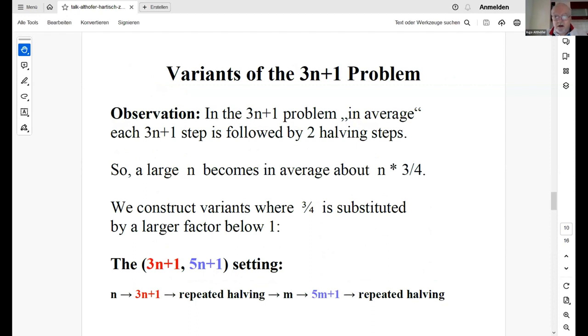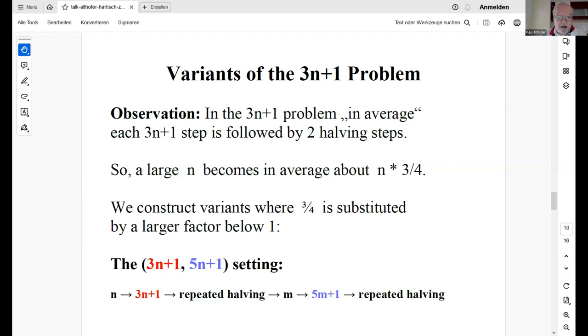Now I switch from the game to the old 3n plus 1 problem. What is simple to observe in the 3n plus 1 problem is that on average, each 3n plus 1 step is followed by 2 halving steps. It is at least 1 halving step, but it may be 2 or 3 or 4. And so on average, there are 2 halving steps. Having this in mind, a large number n on average becomes about n times 3/4, so smaller. So when you start at a large number, on average, in many, many steps, you will go down, down, down, reaching the region of 1.